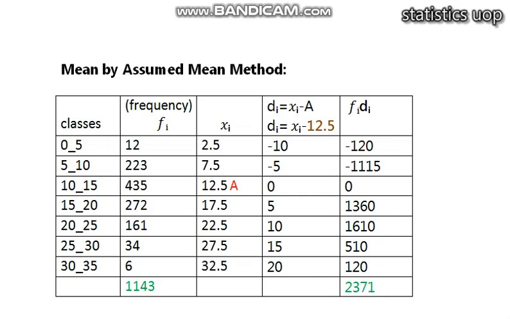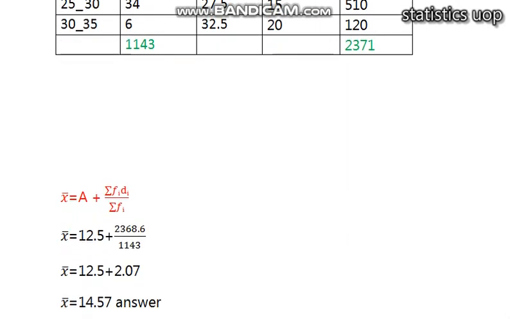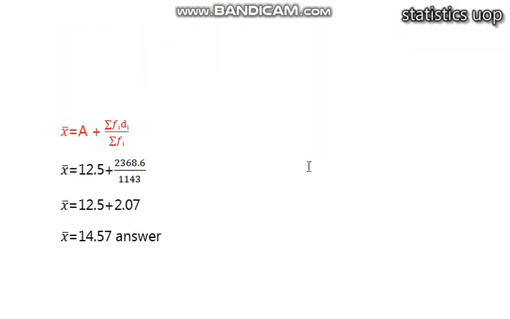Now what is the formula of the assumed mean method? So this is the formula of the assumed mean method, that is x bar is equal to a plus summation fidi divided by summation fi. Now putting the values over here and dividing, we get 2.07. 2.07 plus 12.5, we get the value of mean, that is 14.57.